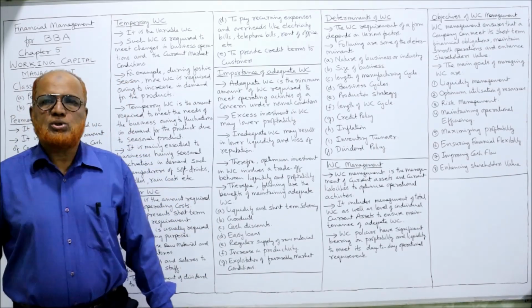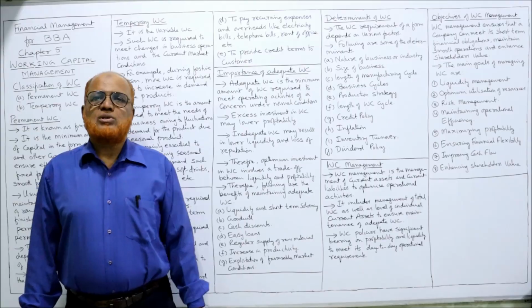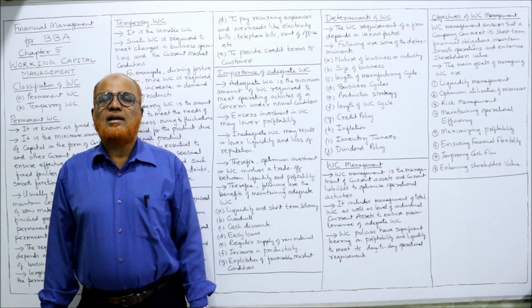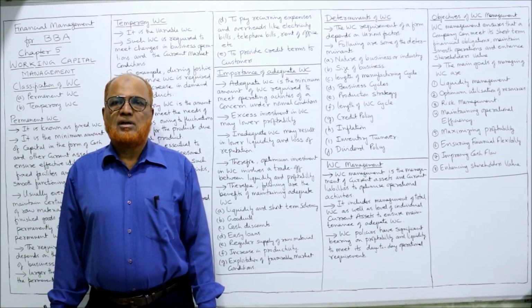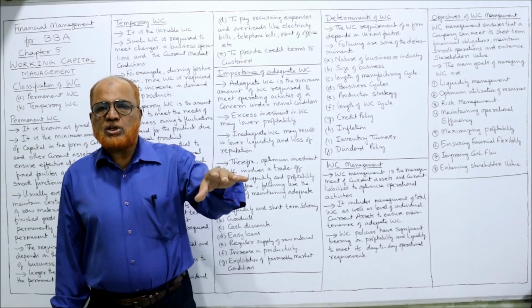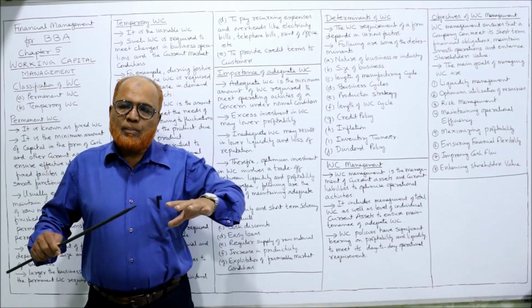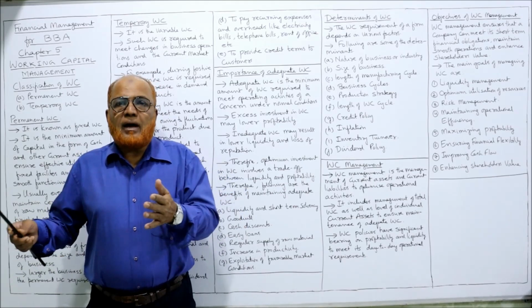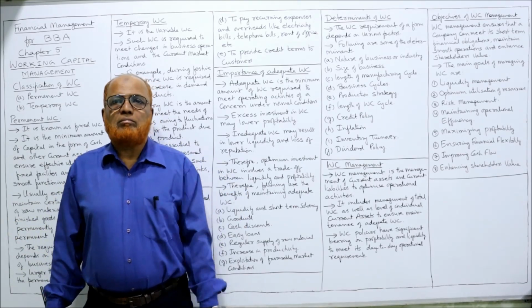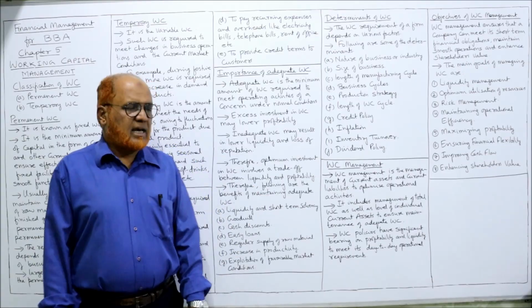Thirdly, easy loans. Before giving the loans, the banks will see what the liquidity position of the business is. Is the business in a position to repay the loan along with interest or not? If the company has a good liquidity position, bankers will come forward to give the loan. Easy loans the business can get.